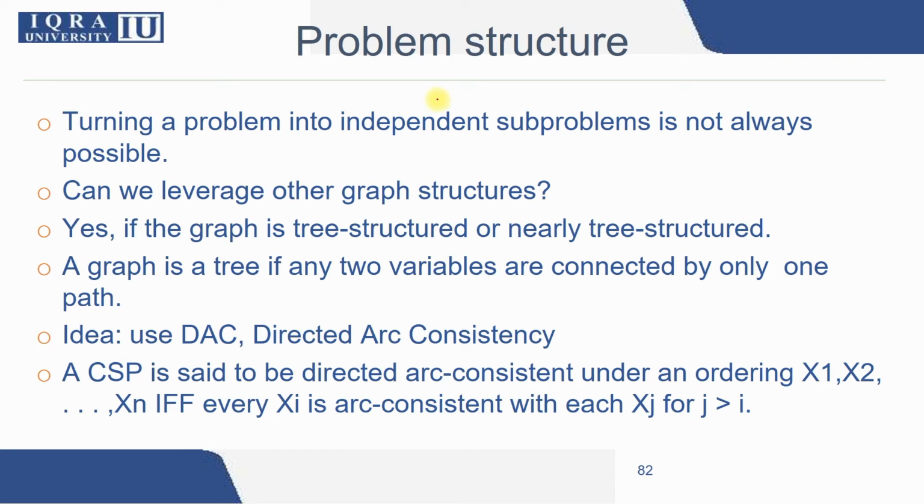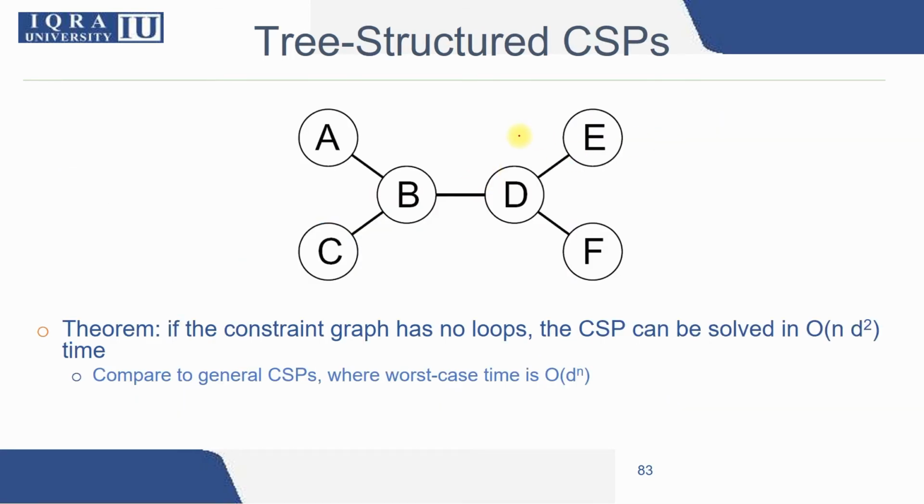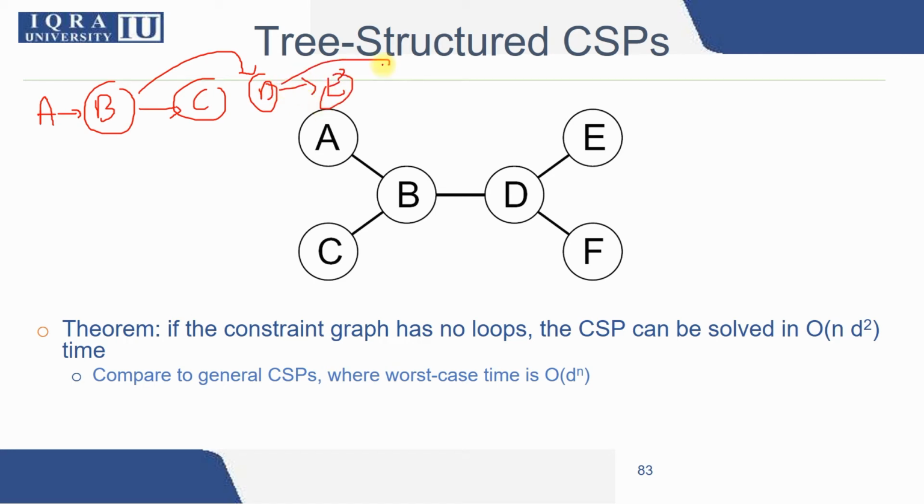So the idea is to first convert your graph to a tree and then solve it. How do we do this? Let's suppose you have a CSP like this. You can make it a graph. A is my parent node, and A is connected to B, and B is connected to C, and B is also connected to D, and then D is connected to E, and D is also connected to F.